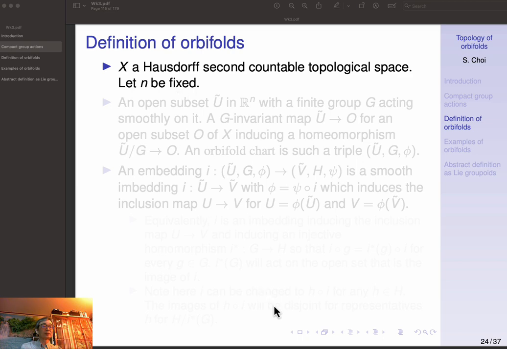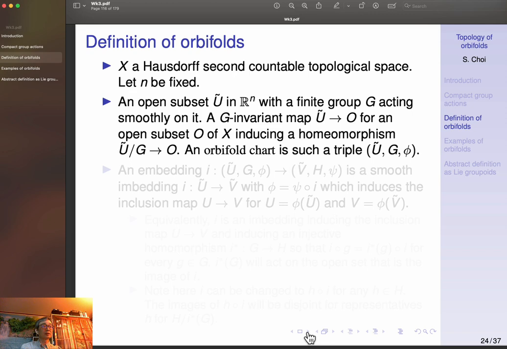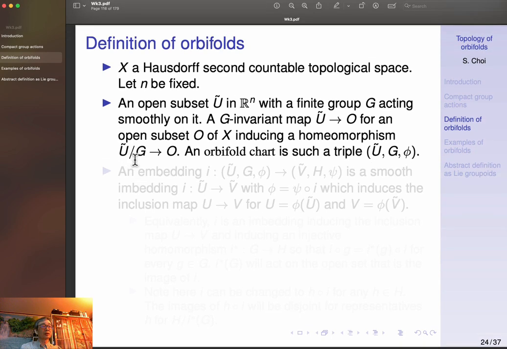Okay, so let's go to the definition of orbifold. We begin with a Hausdorff, second countable topological space X. Let n be a fixed number, and take an open subset Ũ in R^n with a finite group G acting smoothly on it, and a G-invariant map φ from Ũ to O, for an open subset O of X, inducing a homeomorphism from the quotient Ũ/G to O. The orbifold chart is such a triple: Ũ, G and φ.